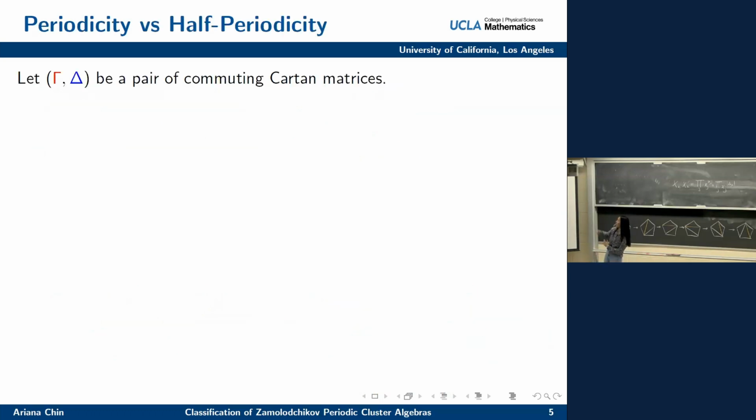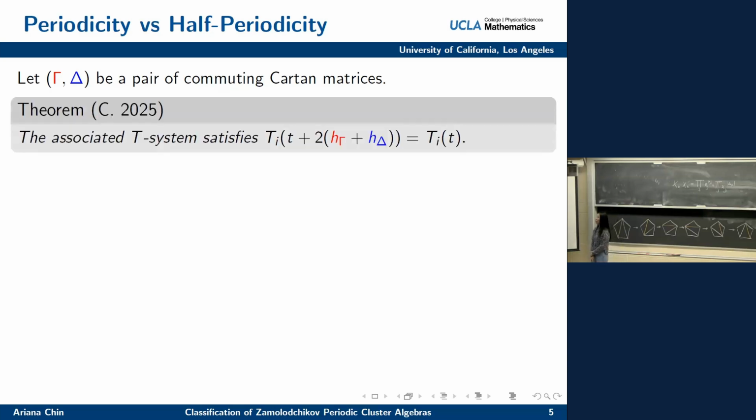Okay, but we know more than just that we have a pair of commuting Cartan matrices. We know the period exactly, which is 2 times the sum of the Coxeter numbers. So this is the Coxeter number associated to gamma and the Coxeter number associated to delta. So one question I asked this year was, what happens if we remove this 2? Why is that so important? Is there still nice behavior at the half period?